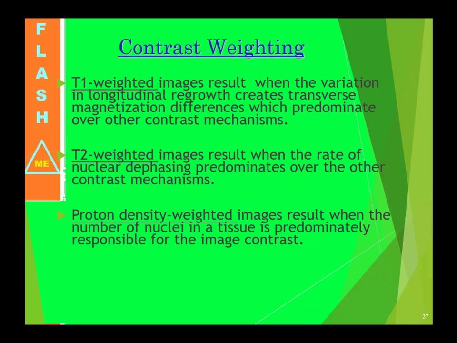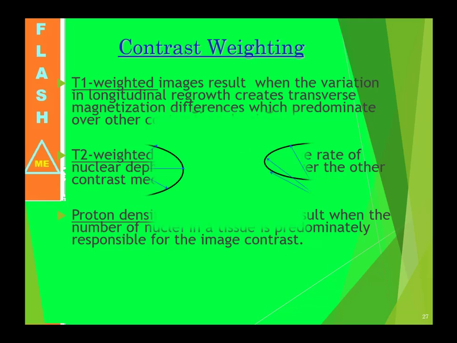Contrast weighting. T1 weighted images result when the variation in longitudinal regrowth creates transverse magnetization differences which predominate over other contrast mechanisms. T2 weighted images result when the rate of nuclear dephasing predominates. Proton density weighted images result when the number of nuclei in a tissue is predominantly responsible for the image contrast.